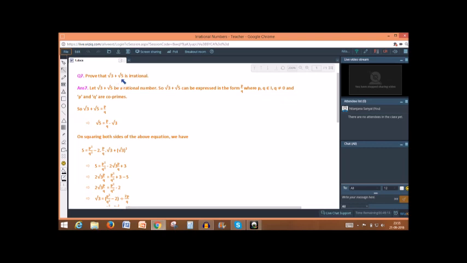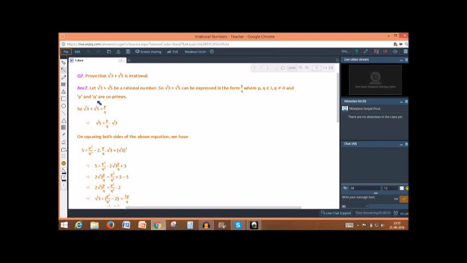That means first of all we will be assuming this number root 3 plus root 5 to be a rational number. So let root 3 plus root 5 be a rational number. So we know that any rational number can be expressed in the form of p by q, where p and q belongs to the set of integers I, and q is not equal to 0 because q is the denominator, and of course p and q are co-primes.